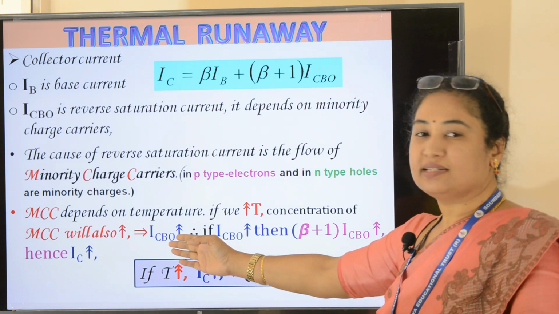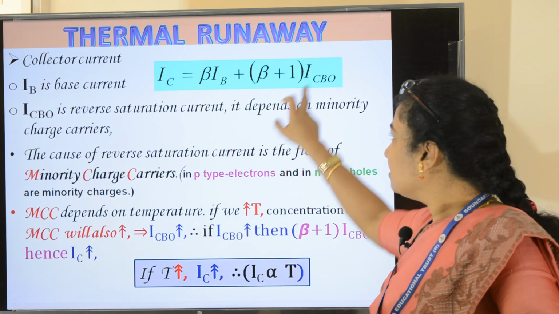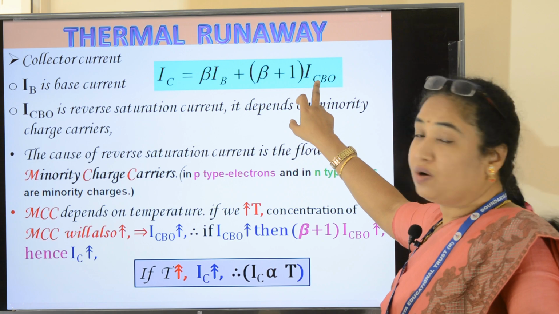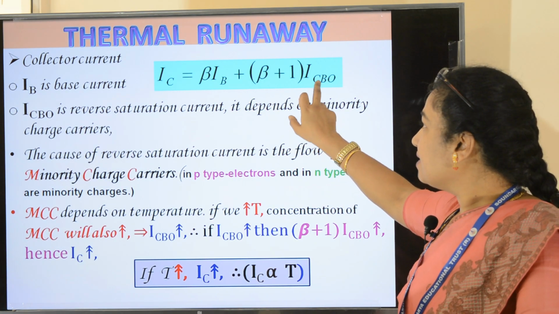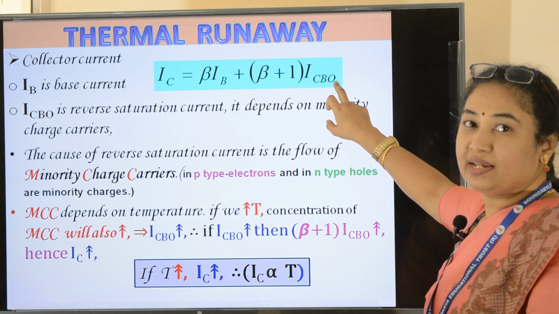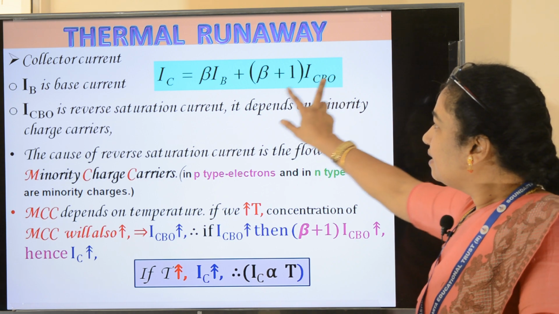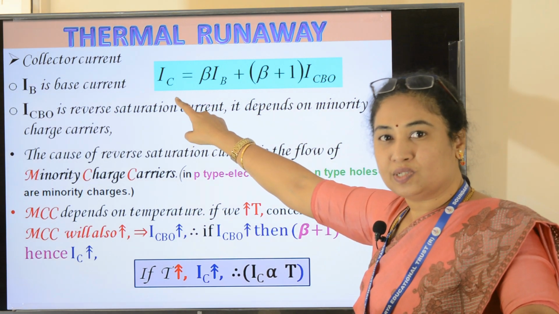As this increases, this ICBO or leakage current will also increase. In this expression, as the minority charge carriers increase, this factor will increase. As this factor increases, the whole of (beta plus 1) ICBO will increase. As (beta plus 1) ICBO increases, the collector current also will increase.